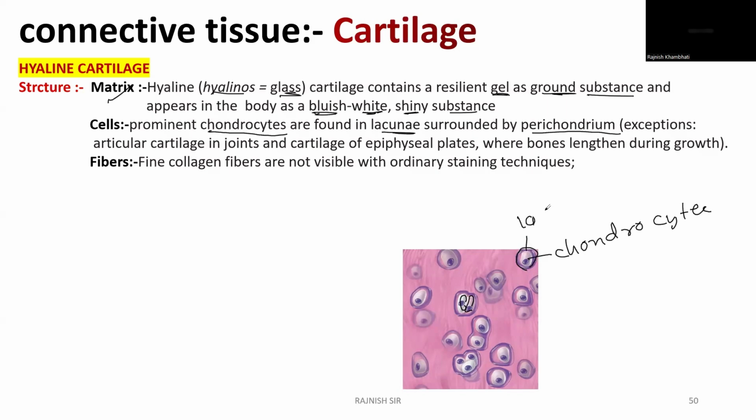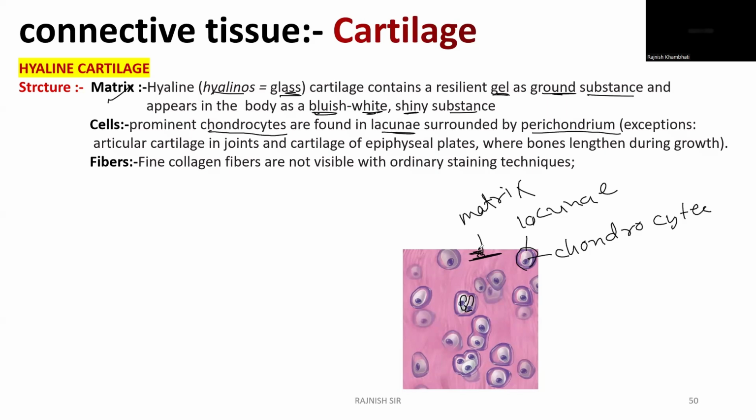Lacunae means khado in Gujarati, gadda in Hindi, a pit in English. So it is a pit-like structure in the cartilage, which is called a lacunae. Inside the lacunae, you can see the chondrocyte cell is present. So the lacunae is inside the matrix. And this is the matrix.